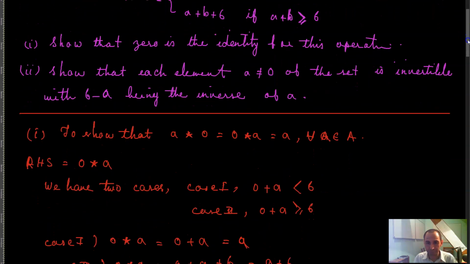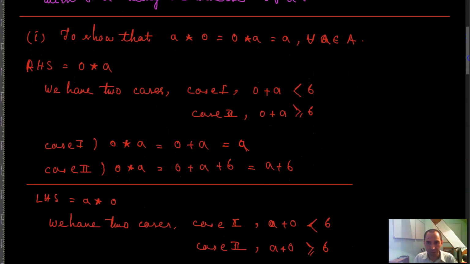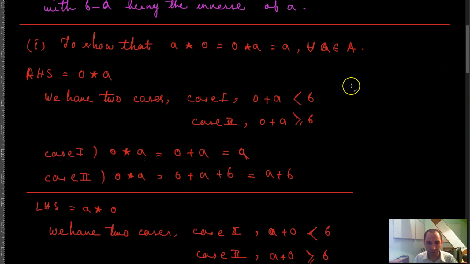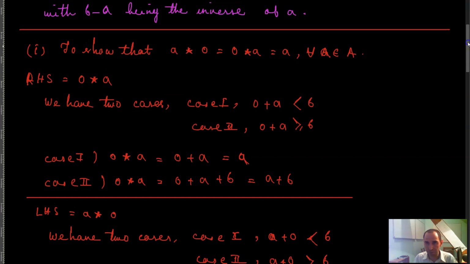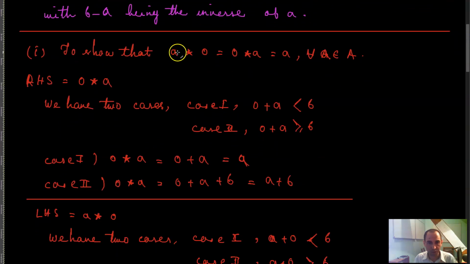And if you pick the element, so over here we said that to show that A star 0 is equal to 0 star A is equal to A for all A belonging to A, and we want to show this, right? So now the RHS becomes 0 star A is equal to, and then we have two cases.